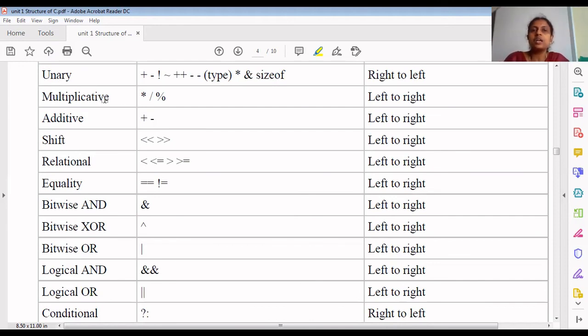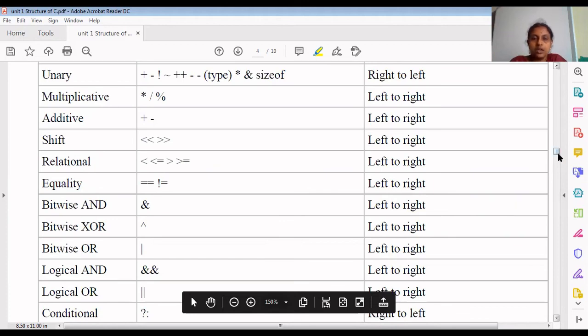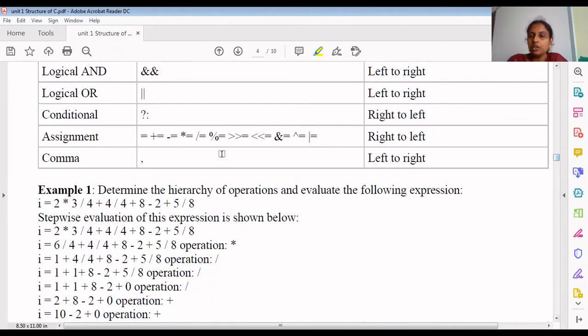Next, importance is given to multiplication, division and modulus. Next comes addition and subtraction. When we say multiplicative, that means the combination of multiplication, division and modulus. And additive means it includes addition and subtraction. Then you have the shift operators, left shift and right shift. Then you get your relational operators, then equality, then bitwise and, bitwise or, logical and, logical or, conditional operator, and all your assignment operators like equal to, plus equal to and others. Last is the comma operator.